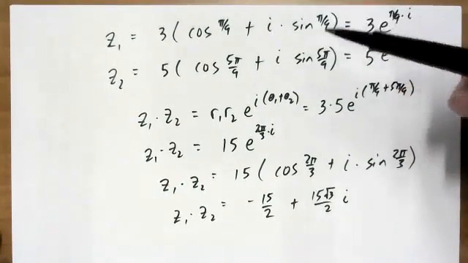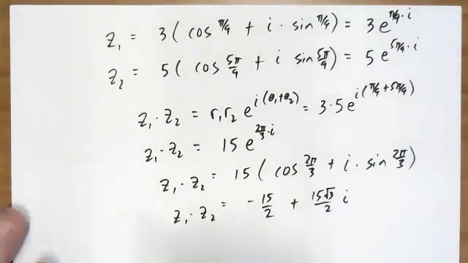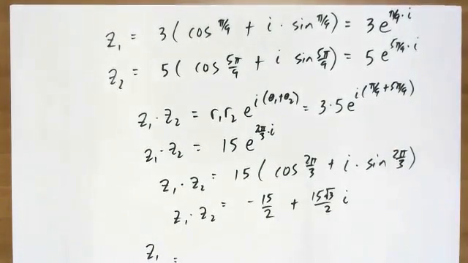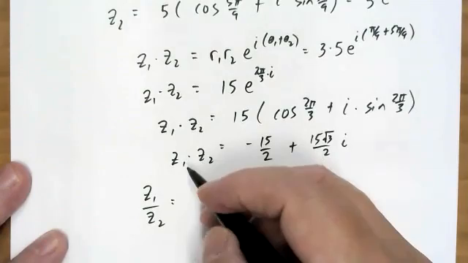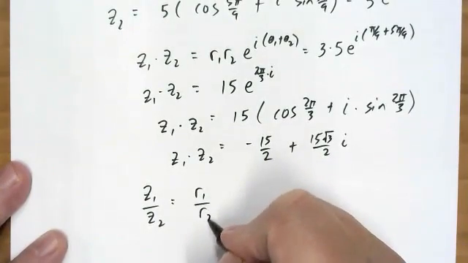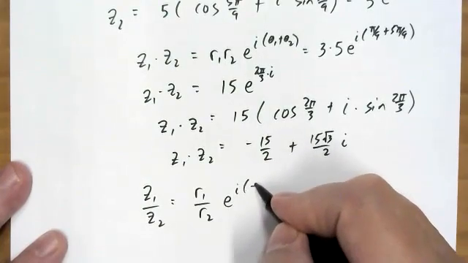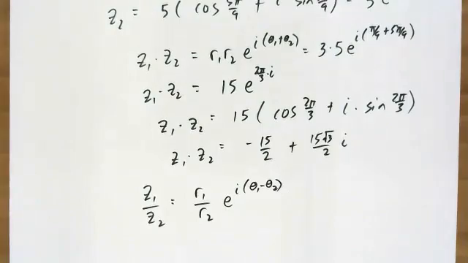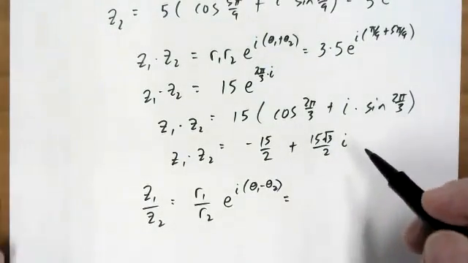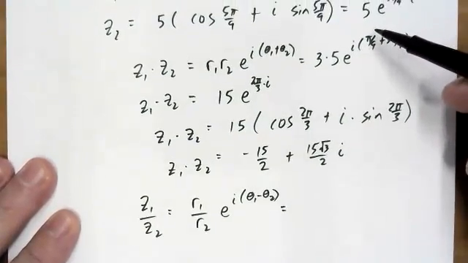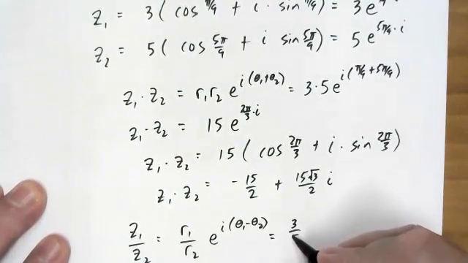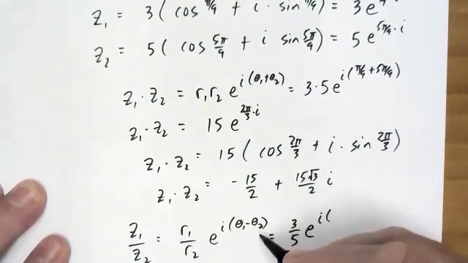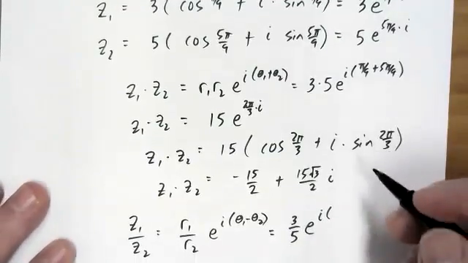Now let's go ahead and divide these. Once again, I will write the formula down here since it's fairly new. It ends up being R1 over R2 e to the i, theta 1 minus theta 2. So for our problem, once again, we can't fit it all on here, but R1 is 3, R2 is 5. e to the i, and then we're going to have pi over 9 minus 5 pi over 9.